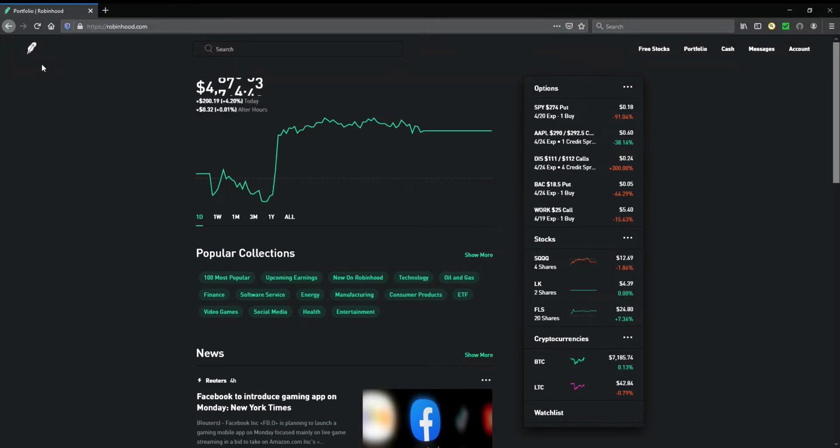Good afternoon, everyone. So over here on my Robinhood portfolio, I am just going to show you guys how to use options in Robinhood. Now, just to be clear, options can be extremely amazing, but they can also be extremely devastating. The reason why is because options are a leveraged position. So one option contract basically equals 100 shares of a company.